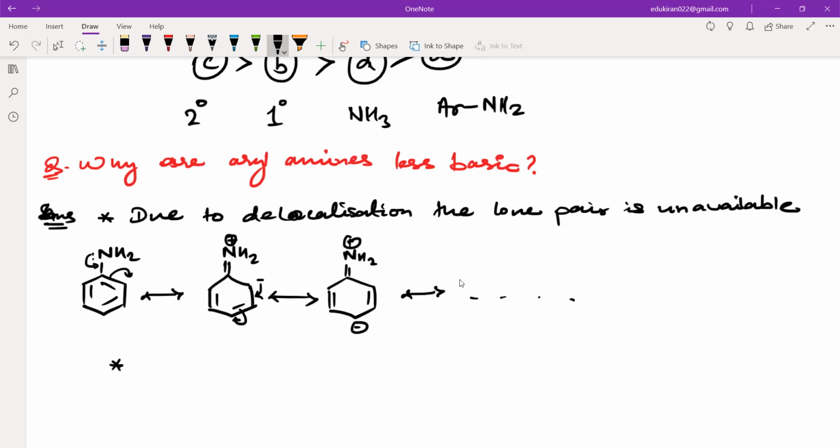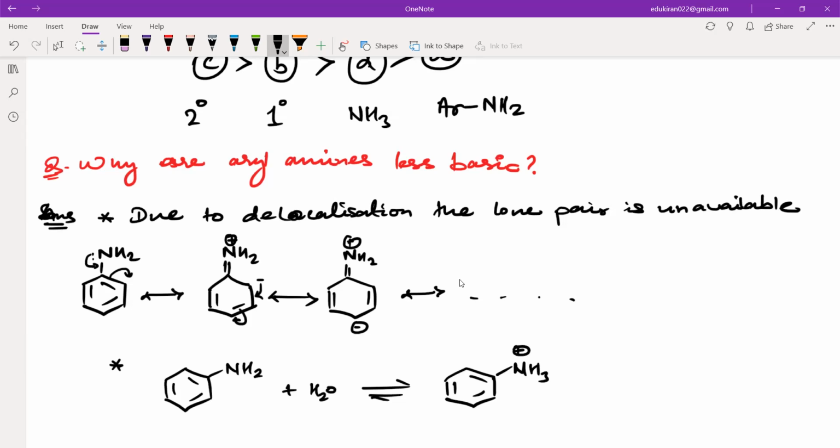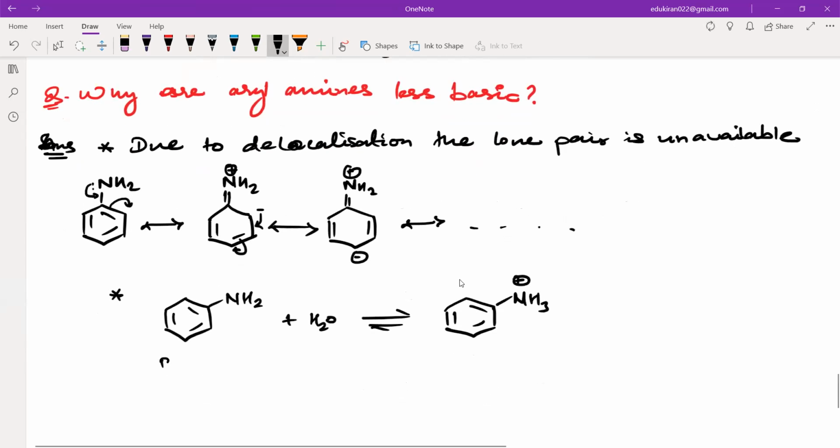they attacked on hydrogen and extracted hydrogen. So you have ArNH2, let us react this with water, and let us suppose you formed ArNH3 positive, right? Now this is the base, and this will be the conjugate acid. Now let us talk about the stability of the conjugate acid.